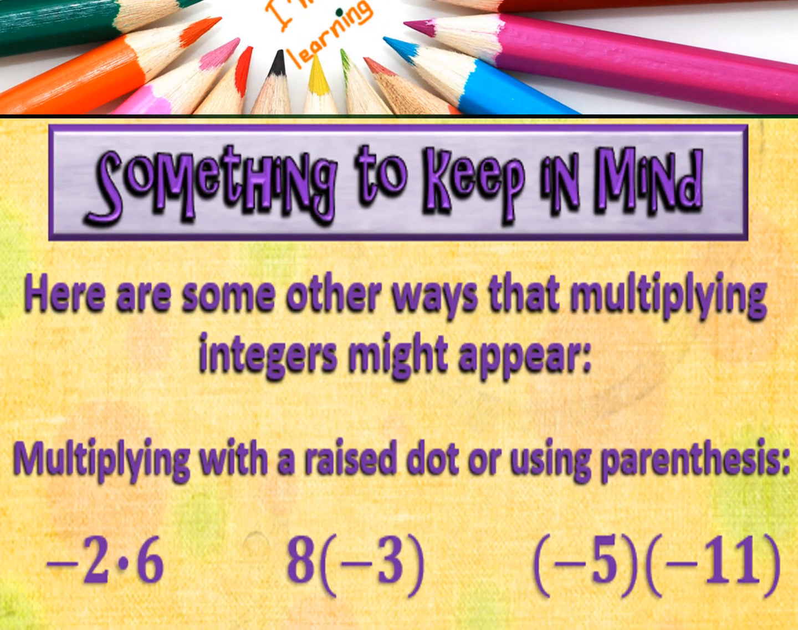Okay, now let's have this one. So something to keep in mind. Here are some other ways that multiplying integers might appear. Ito daw iba example na pwede makita. Diba? Kanina pinakita lang natin dot. Pwede rin po yung x as multiplication, pero usually meron din tayo mga parentheses, diba? Nakabakod po as an operation of multiplication. Pwedeng negative times positive 6, pwedeng 8 times the quantity of negative 3, pwede po negative 5 times the quantity of negative 11. Ibig sabihin, negative 5 times negative 11, ganun po yung basahin. So, kapag naka-enclose ng parenthesis po, tapos wala naman operation na nakasulat sa gitna, understood po yun na multiplication.